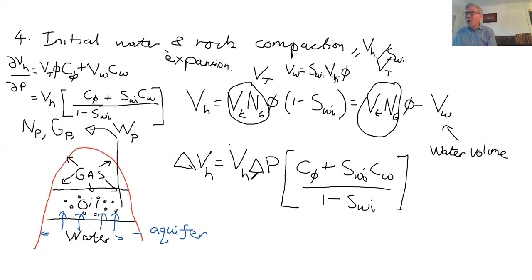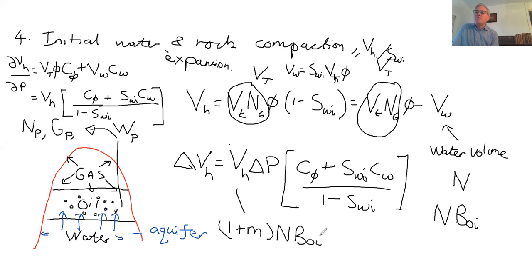But now we want to write VH, which is the hydrocarbon pore volume, in terms of M and N. We know that N is the reservoir volume of oil. N BOI is the reservoir hydrocarbon pore volume, but that's just in the oil column. We've also got the gas cap. Now VH is 1 plus M, that's the gas cap, times N times BOI. This can be written in terms of N and BOI because we don't know the VHs. So the hydrocarbon pore volume, if it was just oil, is N BOI, times 1 plus M because of the gas cap, and that's the definition of M. So we don't have to overthink it.